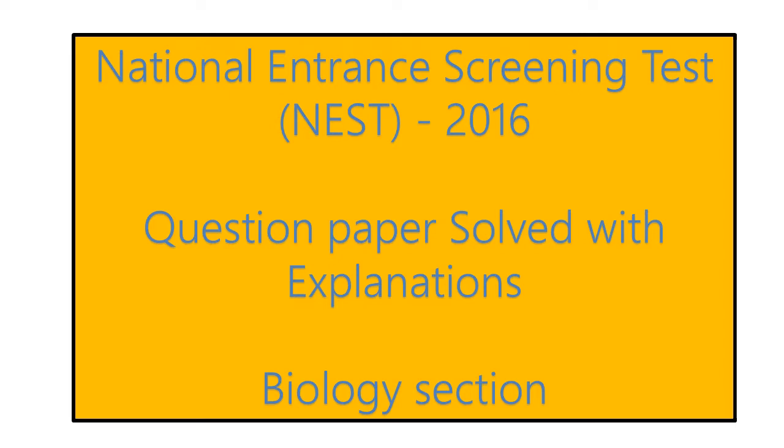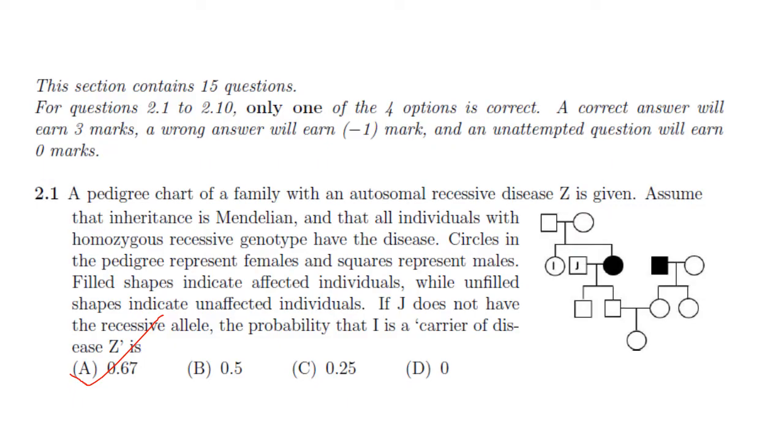Today we will be discussing the NEET 2016 question paper. I will be discussing only the biology section. This section contains 15 questions. For questions 2.1 to 2.10, only one of the four options is correct. A correct answer will earn 3 marks, a wrong answer will earn -1 mark, and an unattempted question will earn 0 marks.